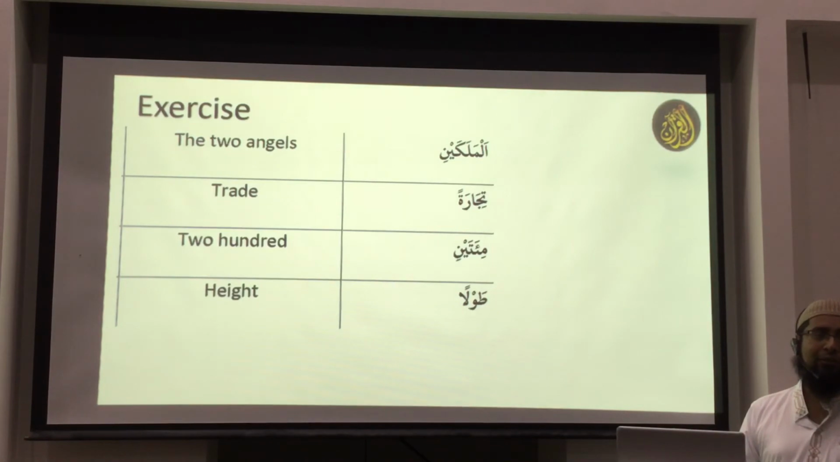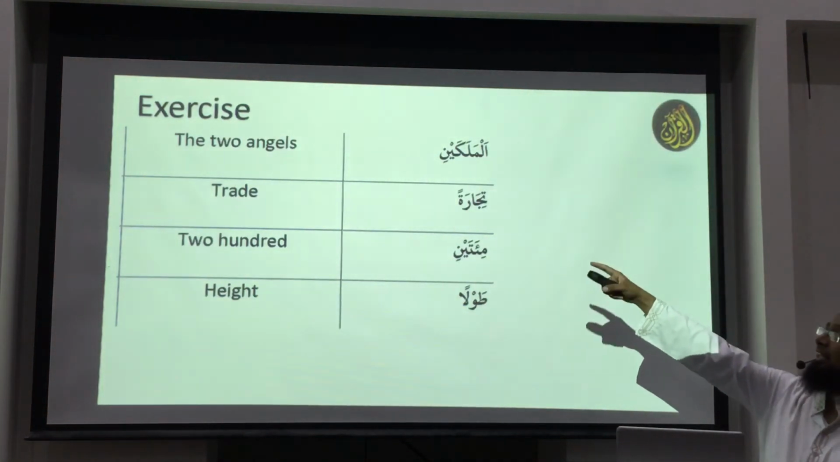In which ayah did Allah talk about two angels? Baqarah. What is the story? Two angels teaching, yes, Harut and Marut, sent into Babylon, the city. Allah said, I have sent these two angels to teach them. I think it is Surah Al-Baqarah ayah number 105, right? So Al-Malakaini, the two angels.